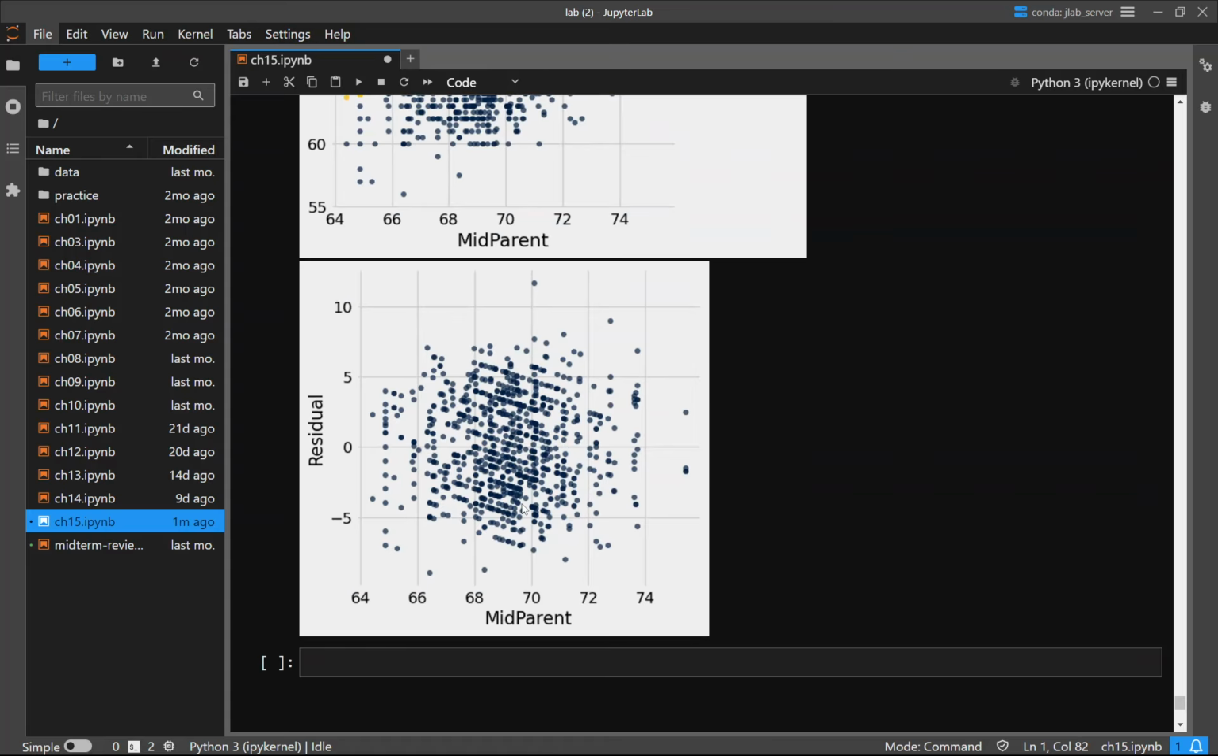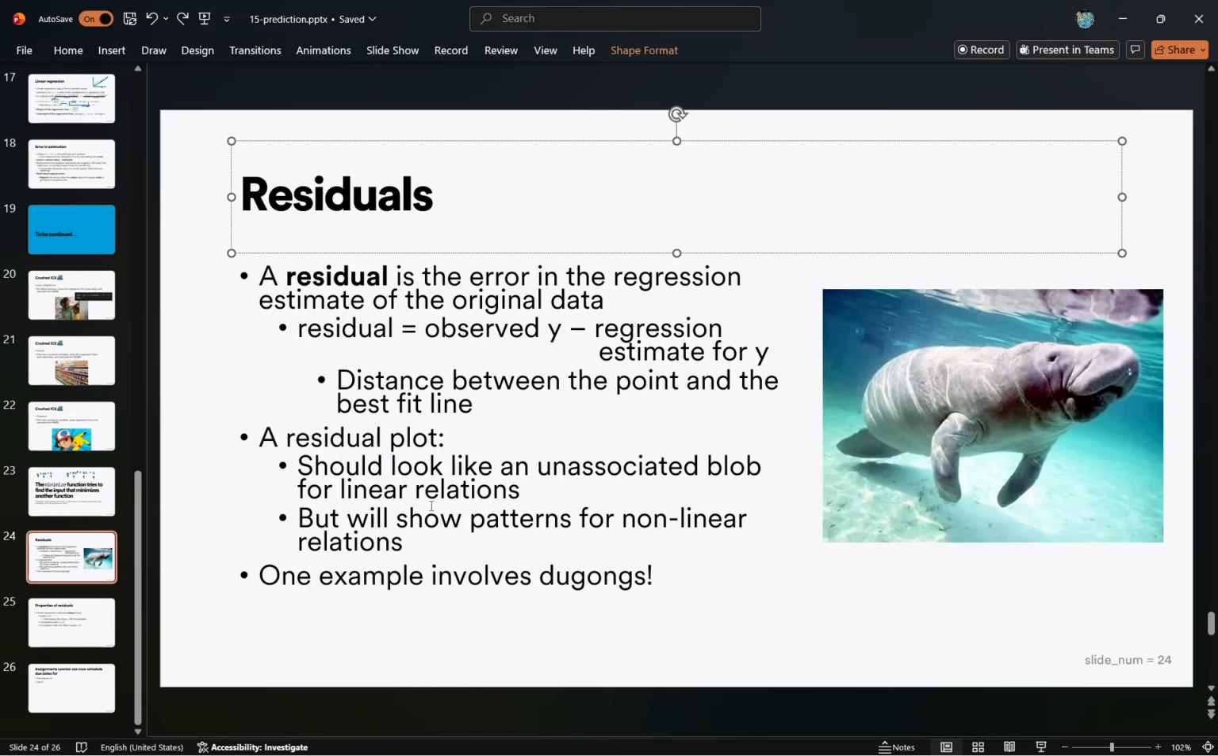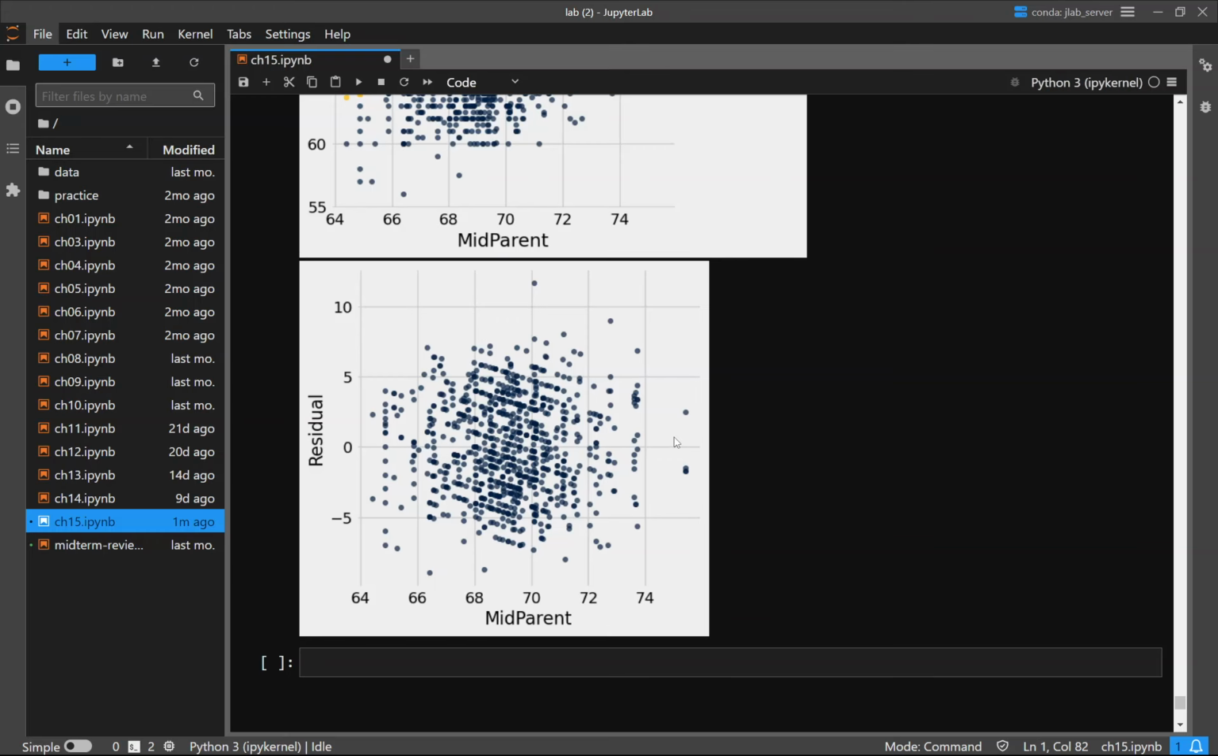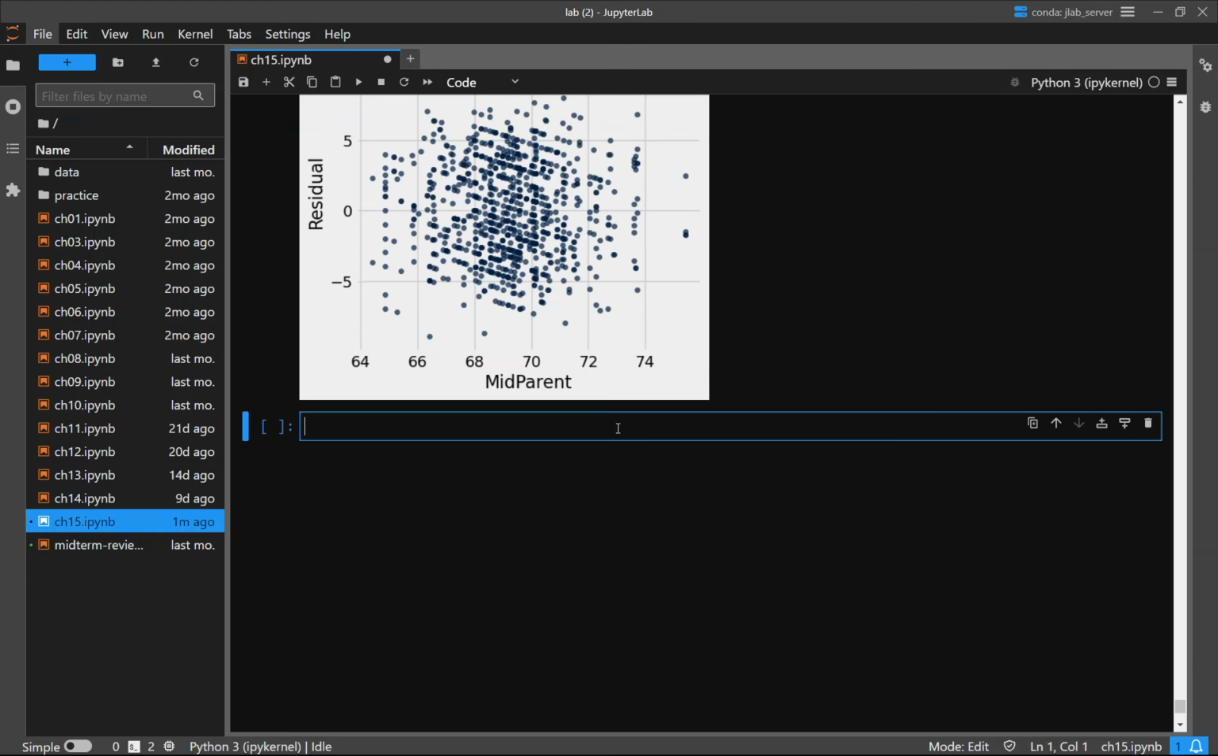Okay, that's what's going on, and they help you see nonlinearity. This is linear because there's no real trend to this. It's more like a blob centered around 0. But if it wasn't, then we're in trouble. So a residual plot should look like a blob for linear relations, but it will have patterns for nonlinear relations. Let me prove that to you, and that will be one of the last things we do. So residual plots help you, I guess this is a subsection, residual plots help you see nonlinearity.